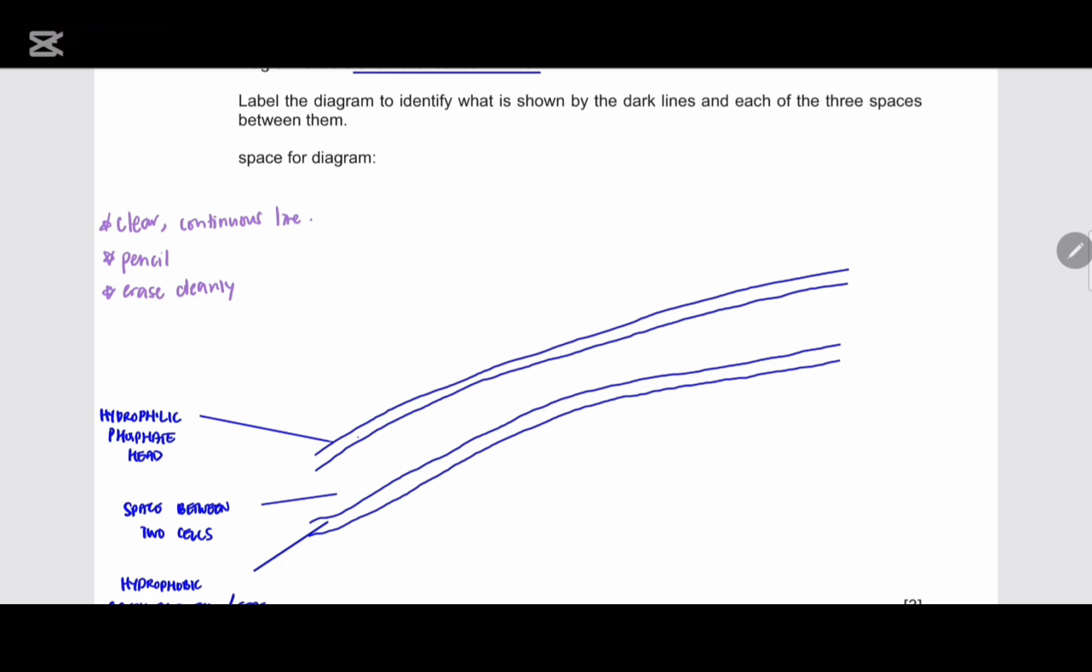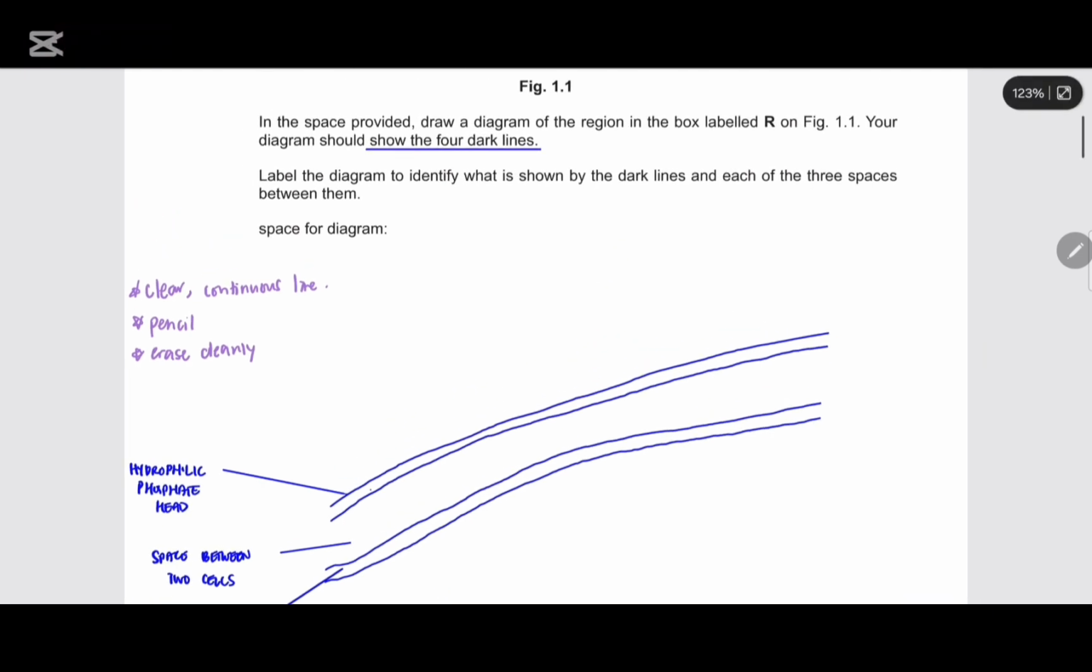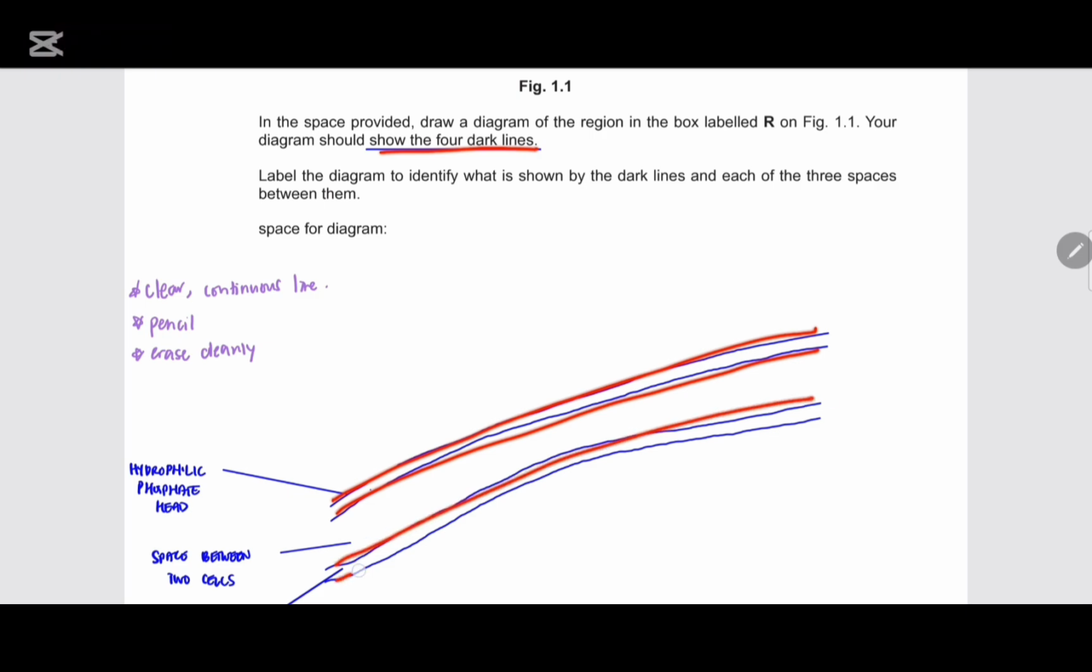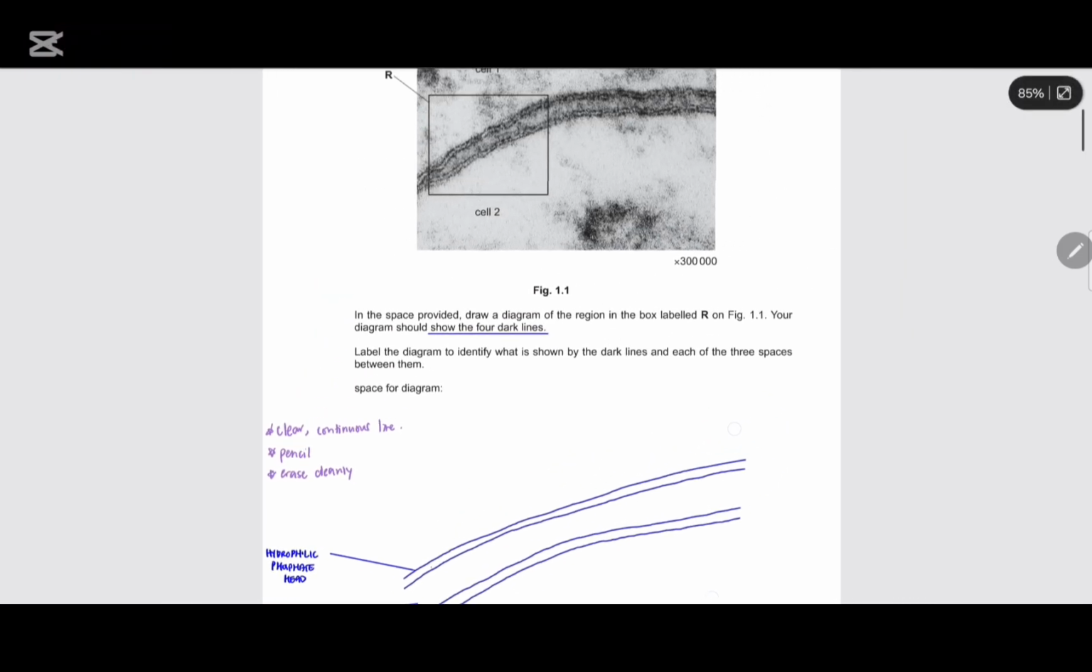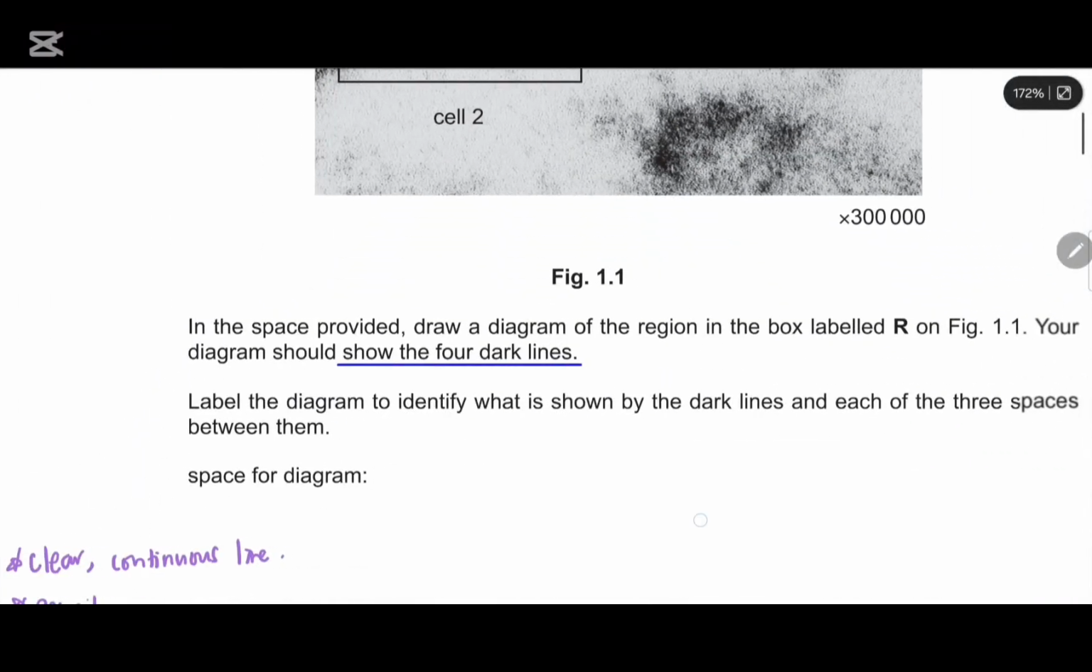Because it's asking you to label, I have done it here. For the 3 marks, the points that they want to see: we must show 4 dark lines. I have 4 dark lines, 1, 2, 3, and 4, which is representative of what we can see here. Where do the 4 dark lines come from? That's 1, 2, 3, and 4. And now we are going to label. So what are those 4 dark lines representing?